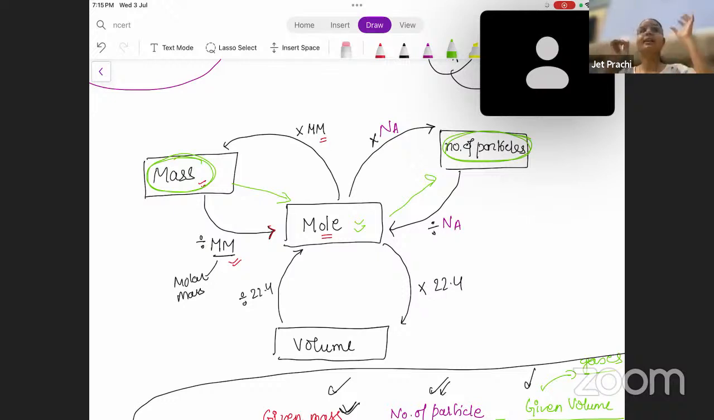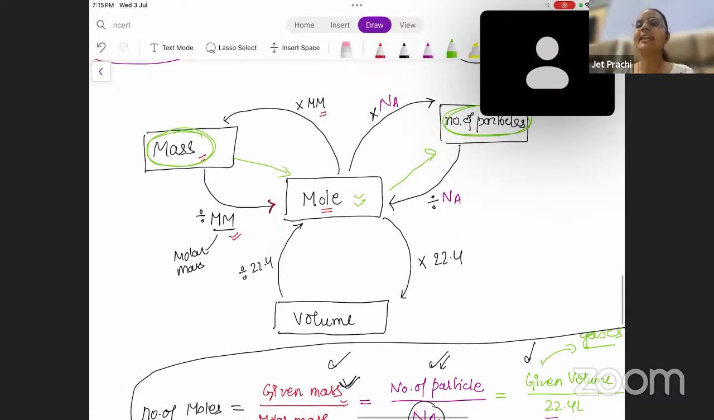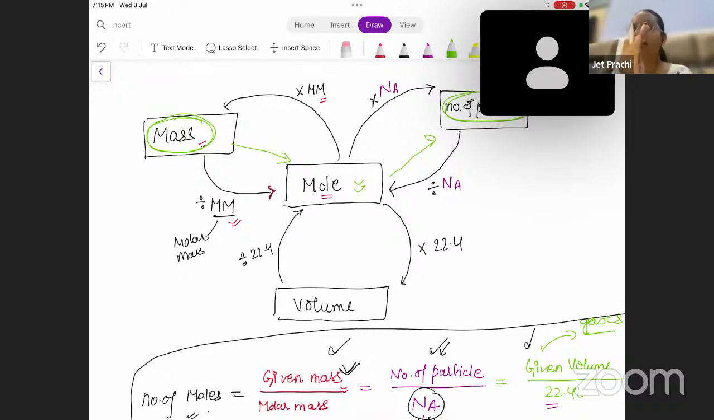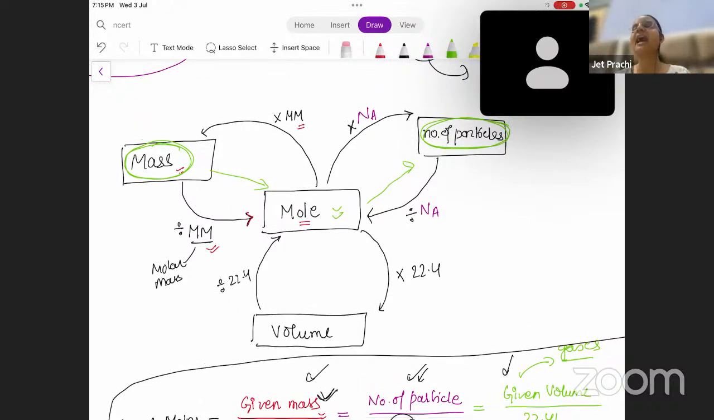Let's suppose you are given a mass and you are asked about the number of particles, then you don't have to sit there or be confused, thinking, okay, I only know the formula for given mass and molar mass, how can I go from mass to number of particles? So the only way is first convert this mass to moles, and then obviously from this relationship we know that we have a path in which we can go from moles to the number of particles.